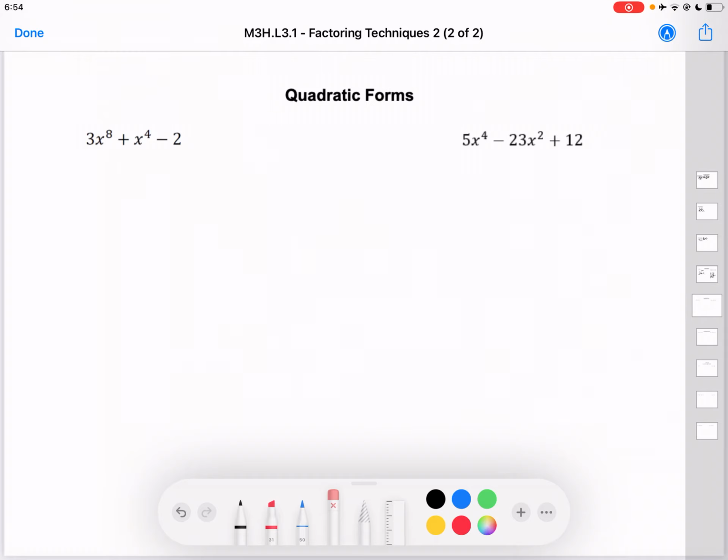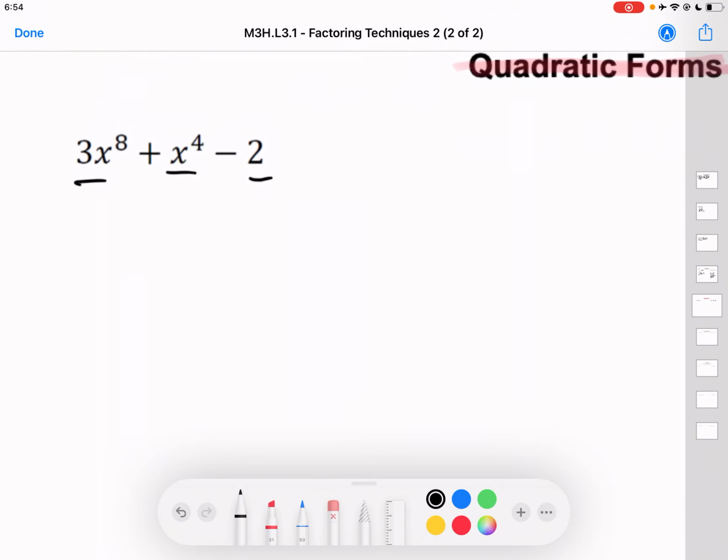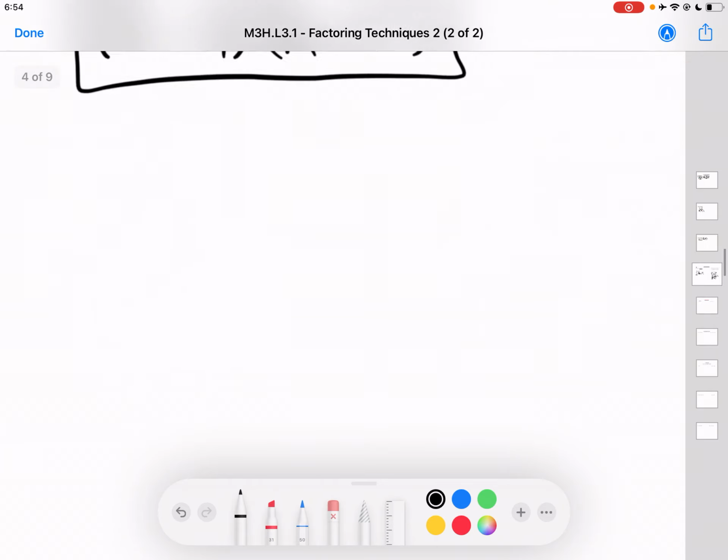So on that first video, I went ahead and reviewed last year's factoring techniques. Now we're going to talk about what's called quadratic forms. Quadratic forms looks very similar to last year's technique. You'll notice there's 3 terms on both of these. And then the other thing you'll notice is that the exponent right here, the biggest exponent, is twice as big as the middle exponent, just like in a normal quadratic.